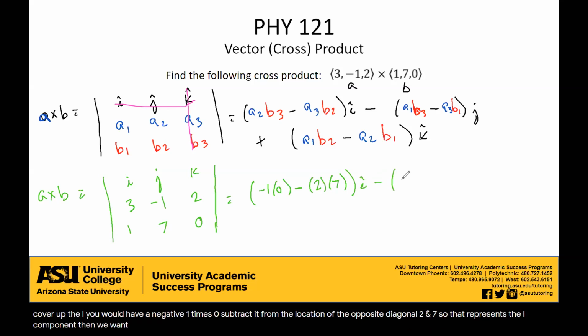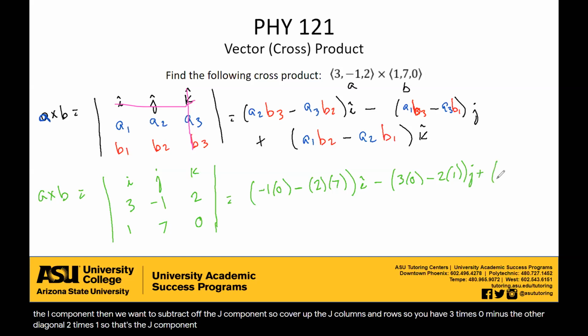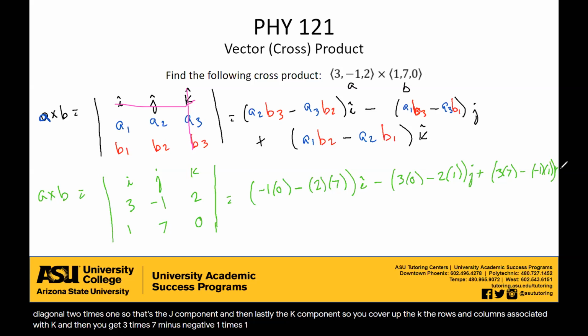Then we want to subtract off the J component. So cover up the J column and row. You have 3 times 0 minus the other diagonal, 2 times 1. That's the J component. And then lastly, the K component. You cover up the row and column associated with K, and then you get 3 times 7 minus -1 times 1. That's the K component.